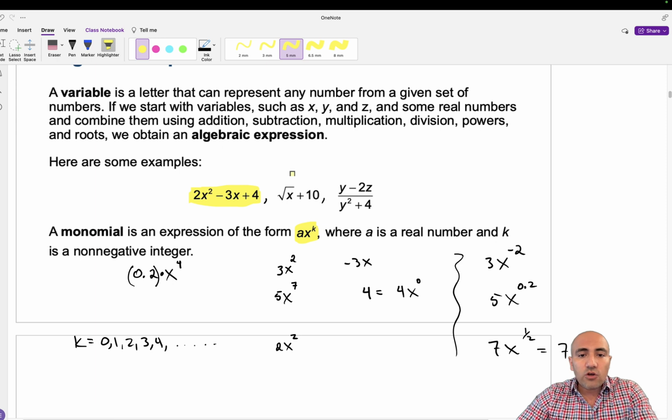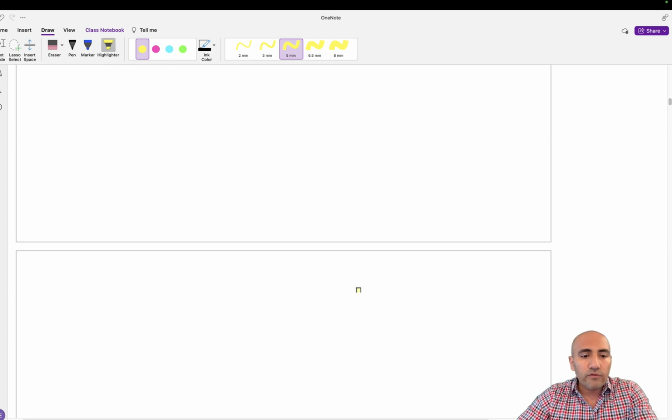Good. These don't qualify because this has x to the power of 1/2. We said that's not a monomial, or just root x. Either way, this is not a monomial, so it doesn't qualify. And this doesn't qualify because we have a giant fraction, right? A polynomial is only the sum or addition of monomials. It is not the division or multiplication of monomials. Okay, so moving on.